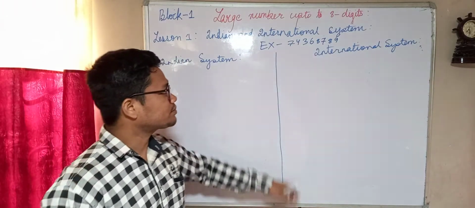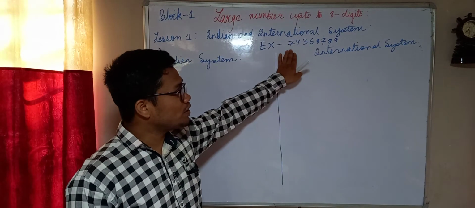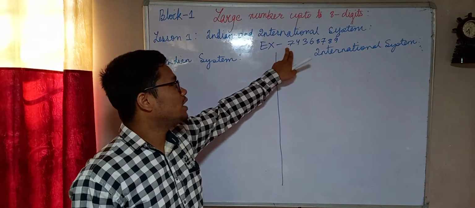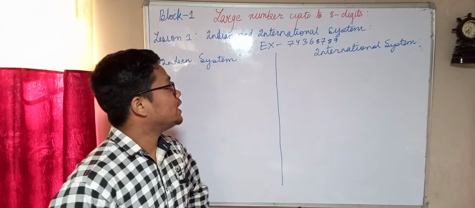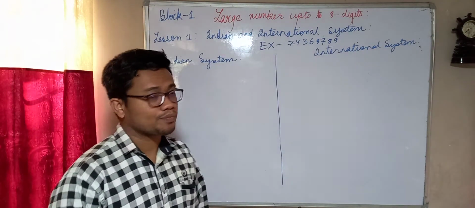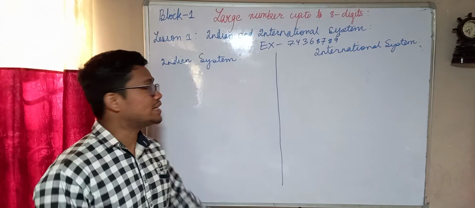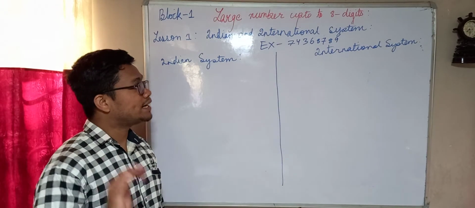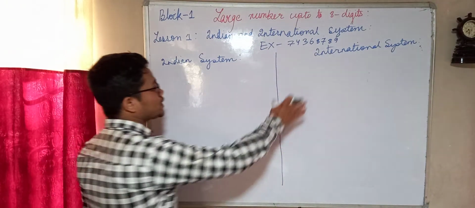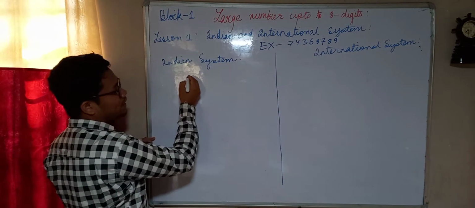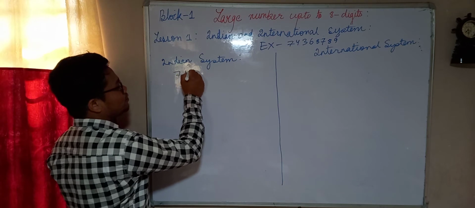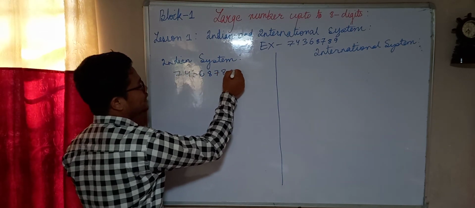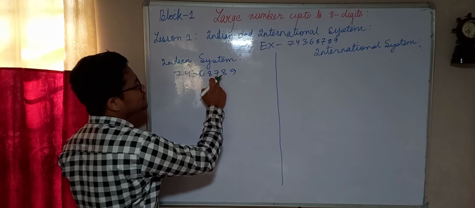Just imagine, if there is an American, how will he call or name this number? We already know from our previous classes how to name a number in the Indian number system, so let us do a quick recap. Let me write the same number over here in the Indian number system: 7 4 3 6 8 7 8 9.